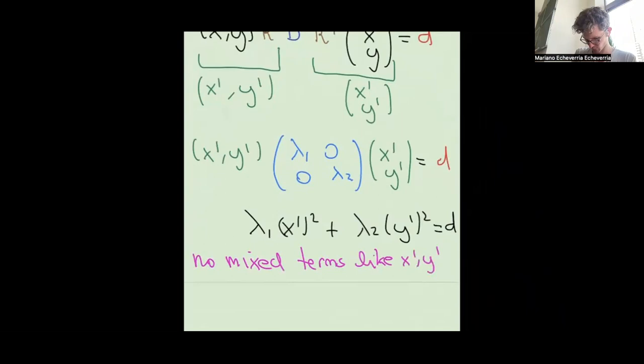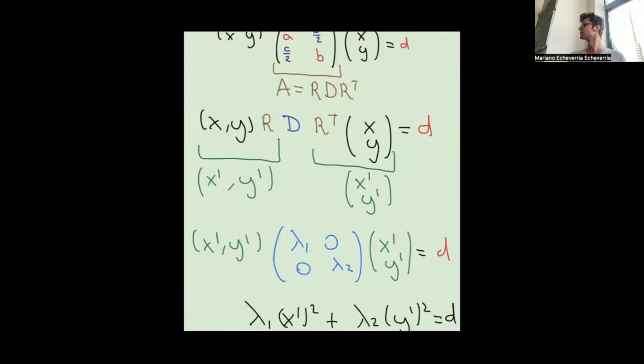Is that making sense? The stuff that we're doing right now is just with the purpose of getting rid of the mixed term. And so what we will do, you'll see, is identify the conic section by drawing it in terms of a new set of axes, X prime, Y prime. Is that okay? Any questions up to this point?